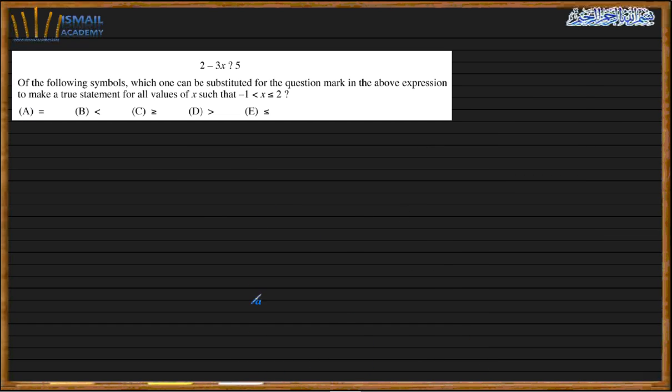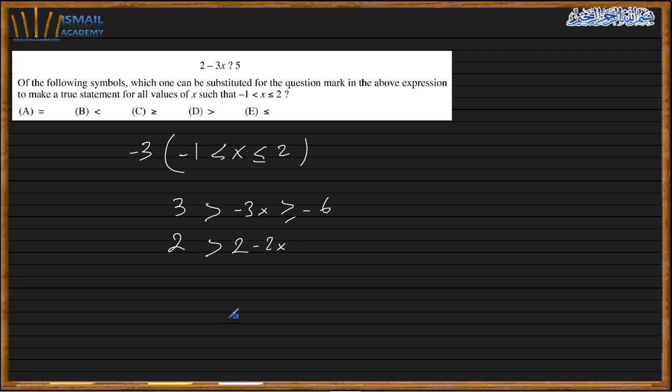Alright, next question. So here we know that x is less than or equal to 2 and greater than minus 1. And we need to check which symbol we use here. So what I do, I'm going to try to create this expression here. So I multiply the whole thing by minus 3. So I will have 3 is greater than minus 3x, which is greater than minus 6. When we multiply by a negative, we always flip the sign. Then I'm going to add 2 to both sides.